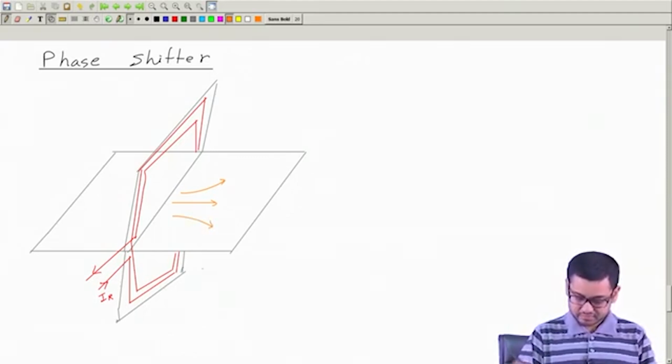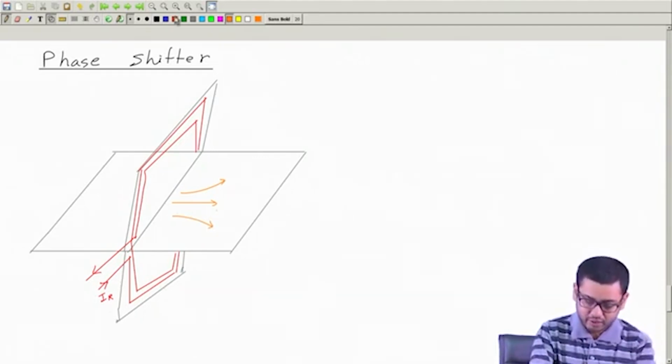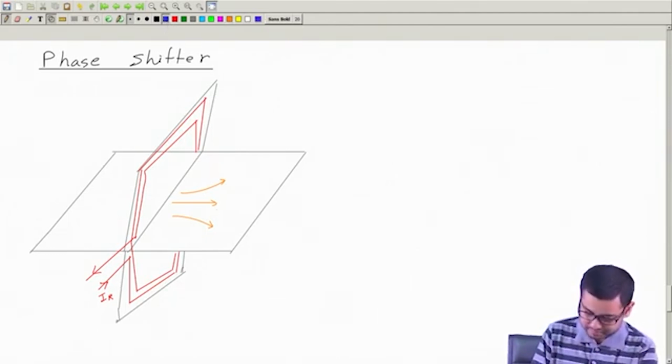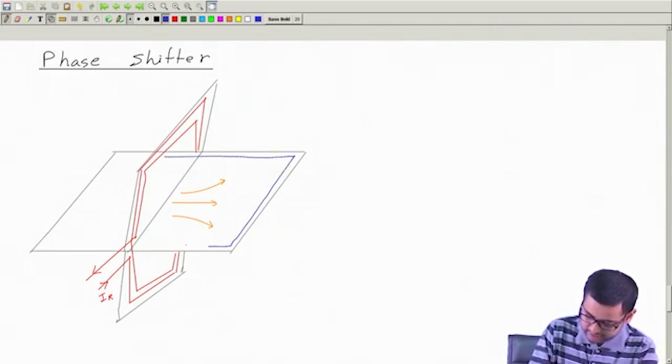Right? Okay, so these are the flux created by this coil. Now let me take another coil which I will put on this horizontal plane like this. So let me start from here and then go round and like this. Okay, so this is one complete turn.